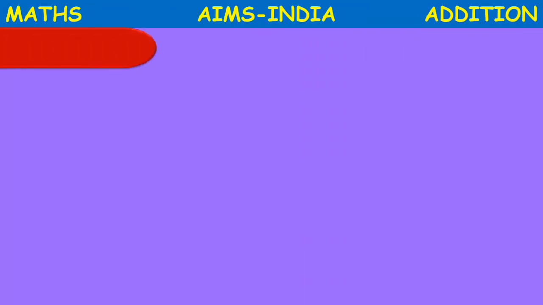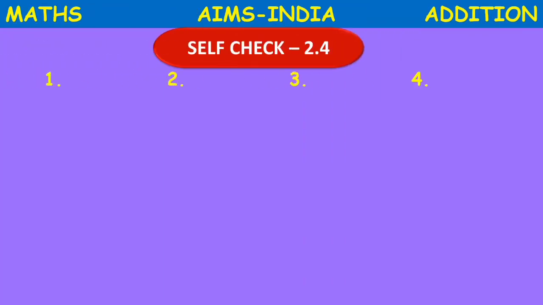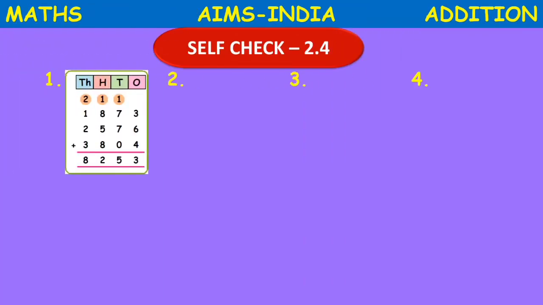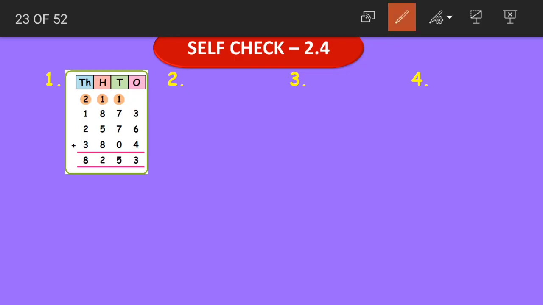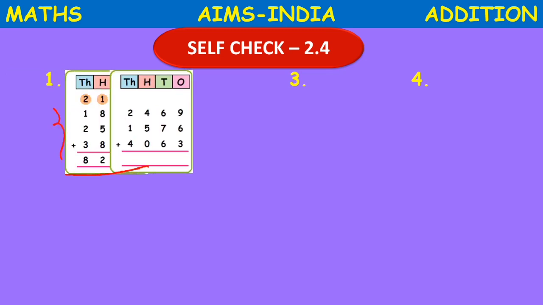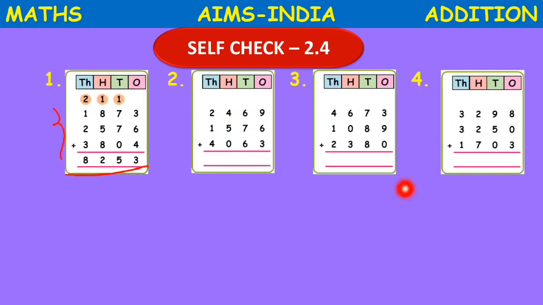Moving on, here come our homework problems. Don't worry, yesterday I gave a lot of homework, right? But today I'll give you less homework. Look at the first question here. We have three 4-digit numbers, and the addition is done for you already. So your homework will be question numbers 2, 3 and 4.